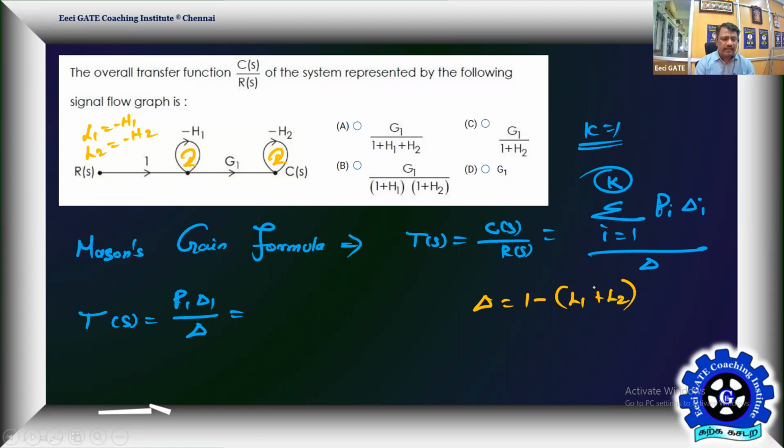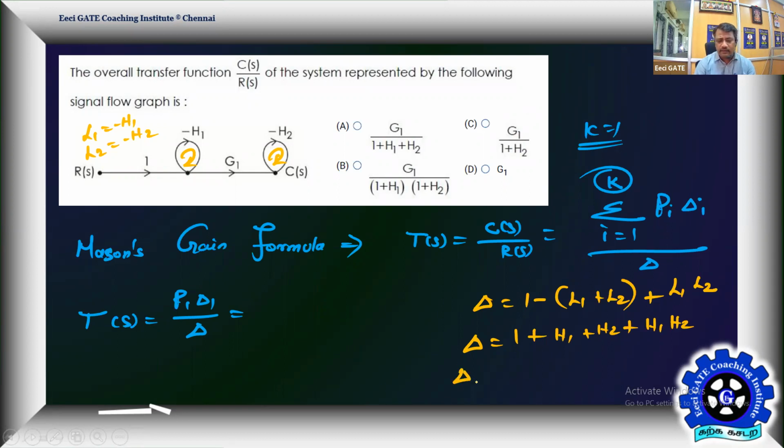Do we have any non-touching loops? Yes, we have 2 non-touching loops, which give the combination L1 L2. So delta will become 1 plus H1 plus H2 plus H1 H2. That's your delta. So delta is known.